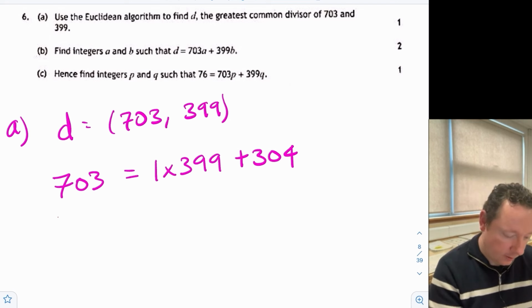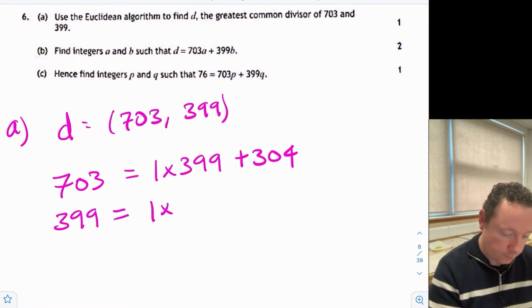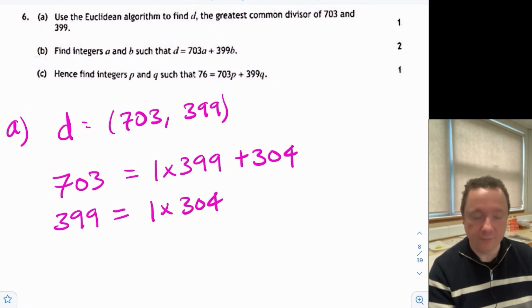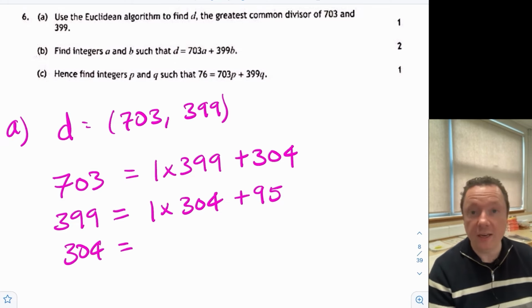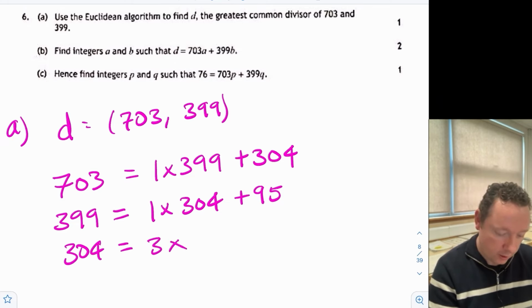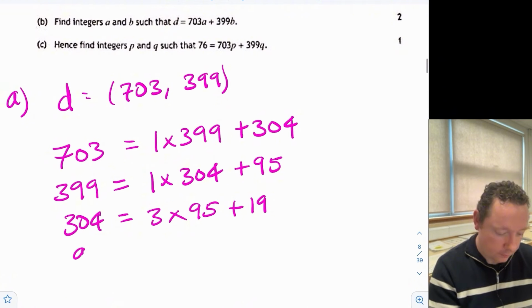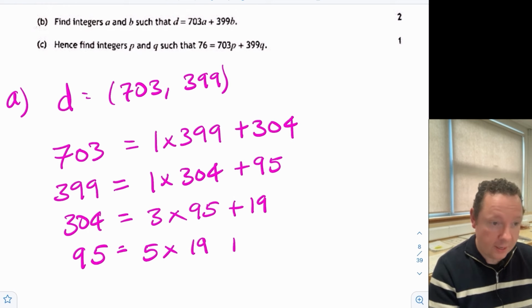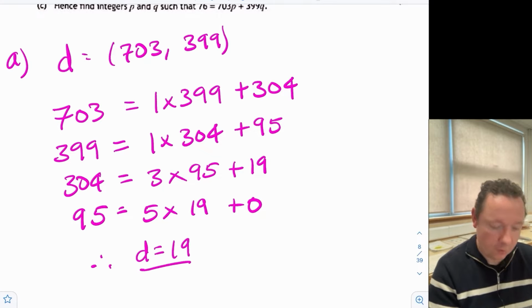So 399, that's equal to 1 304s. And the remainder in this case is 95. Starting again with 304. Well, this time that is going to be 3 95s, so if you're not sure, use a calculator. And the remainder from that is 19. So then finally, 95 is 5 19ths. So 0 remainder, and therefore D is equal to 19. And we're done for part A.